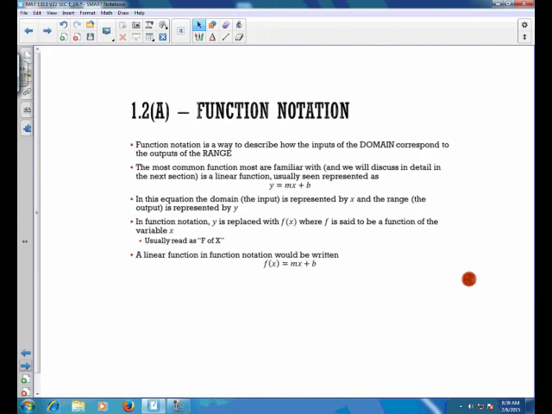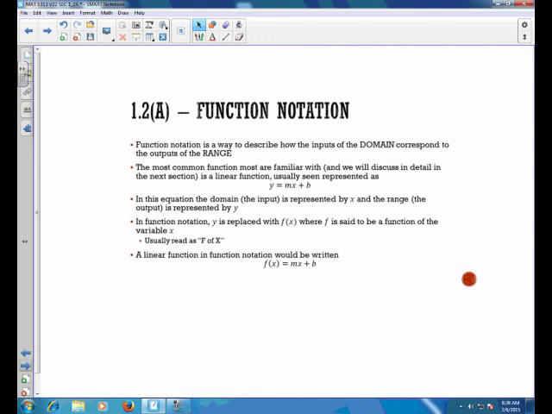So when we talk about functions, we need to start to talk about what's called function notation. Function notation is just a way to describe how the inputs of the domain correspond to the outputs of the range. The most common function that you're familiar with is a linear function, y equals mx plus b, and we're going to spend some time on that in the next few lessons. In this case, the domain, or the inputs, is represented by the x value, and the range is represented by the y value. Very similar to what we just did when we were talking about relations.